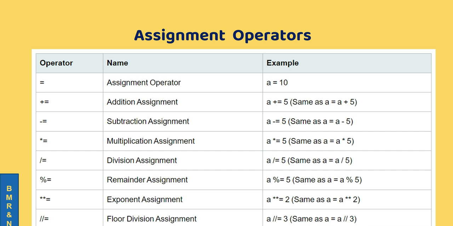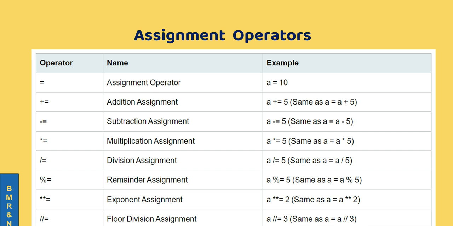As we have discussed before, the value of a will be added. The value of a is 10 here, so 10 plus 5, and the value of a will become 15. In the same way, we have subtraction assignment, multiplication assignment, division assignment, remainder assignment, exponent assignment, and floor division assignment.